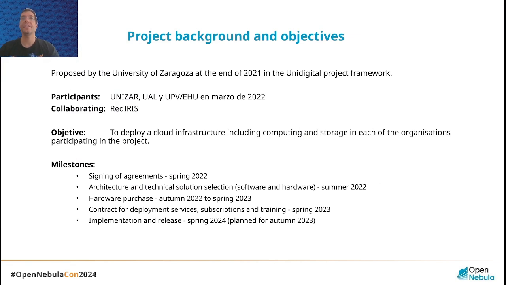Boira was created in the framework of Unidigital projects. Unidigital seeks, among other goals, to generate solutions that can be of general interest to the university system. One of the proposed ways to achieve these objectives is through collaborative projects within several universities. Boira was proposed by University of Zaragoza at the end of 2021. University of Almería and University of País Vasco joined the project in March of 2022. We looked for collaboration of RedIRIS, who supported the project.